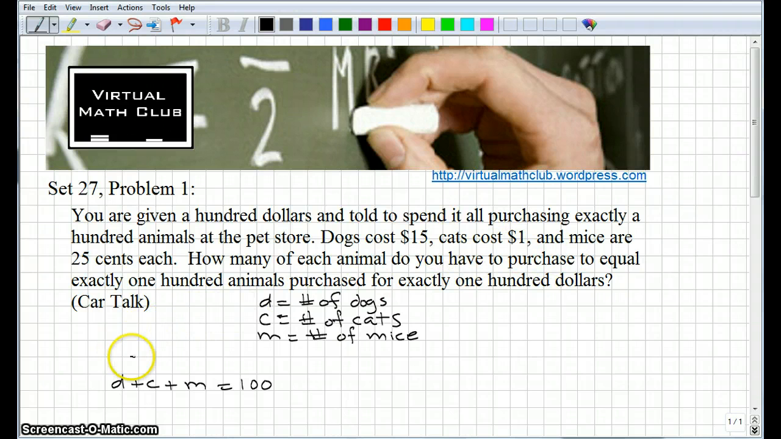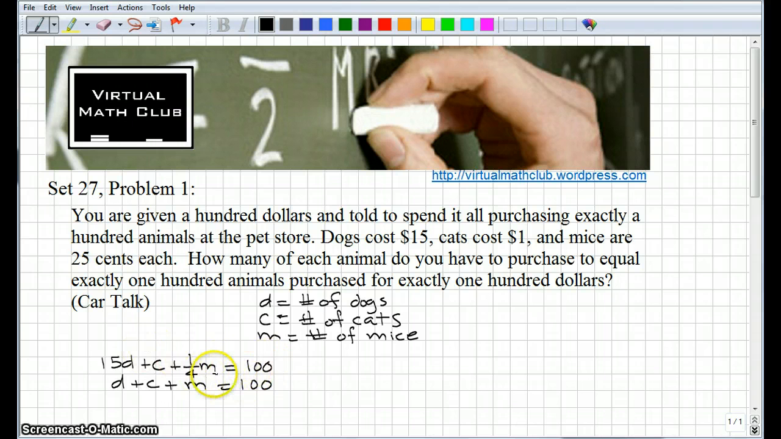So let's write another equation. We'll say 15D plus C plus, I'm actually going to write 1/4 M, right? Because 25 cents is a quarter of a dollar. 1/4 M is equal to $100, right?